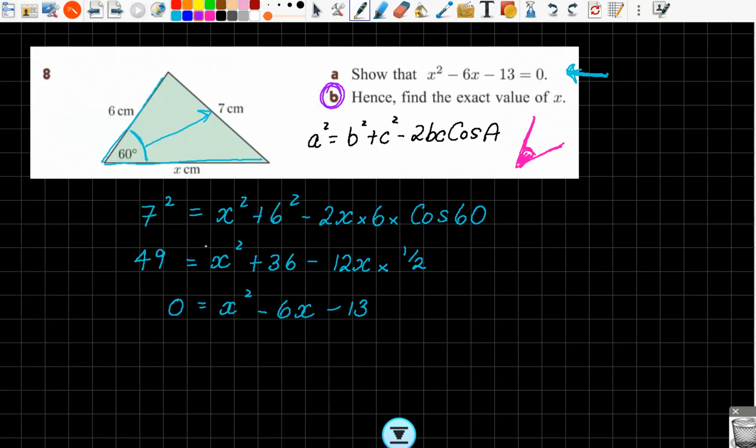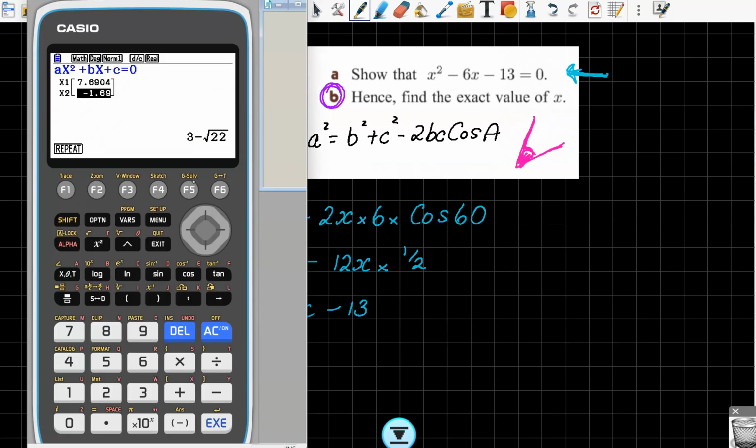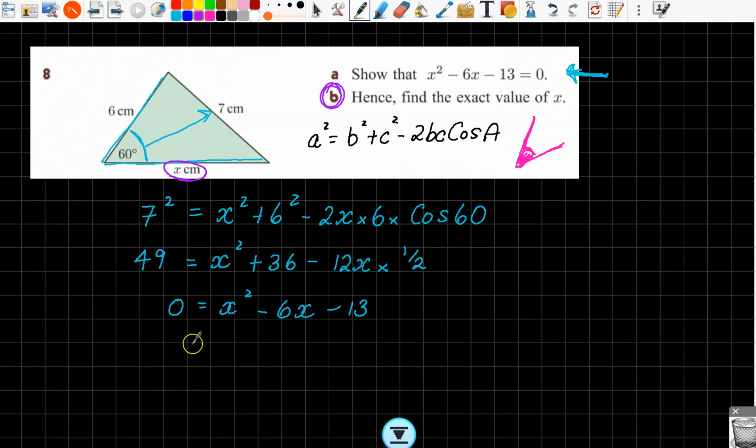So if we go back, let's have a look at what are we actually solving for? We're solving for x, and what is x? A length. So can we have a negative value? No. So that's when we're just going to write down our positive answer. Is that making sense? Okay, so therefore x equals 3 plus root 22 centimetres.